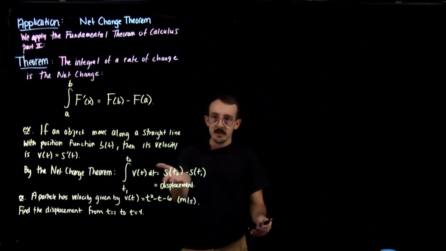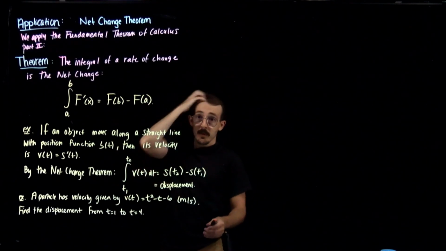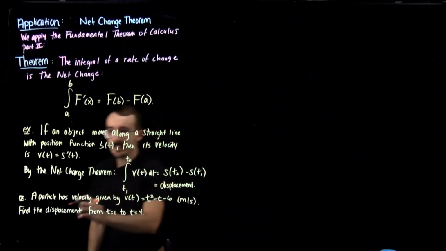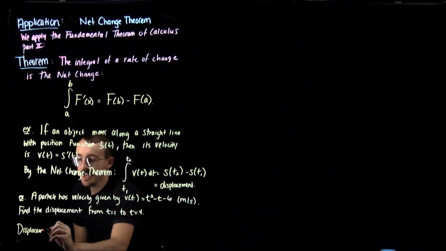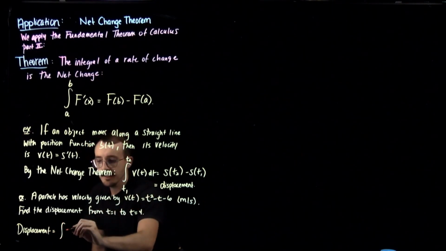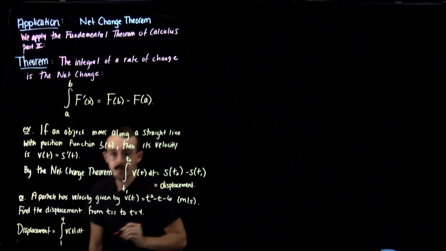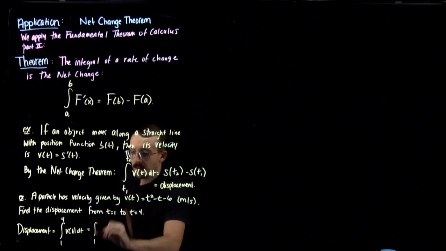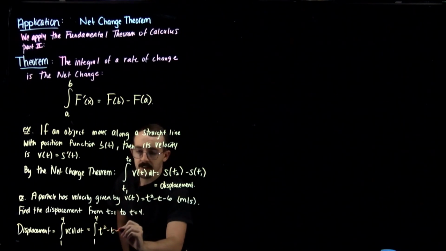So let's use what we just went over here to solve this problem. So what I'm going to do is I'm going to find the displacement using this formula. So my displacement, or the change in position, is equal to the integral of the velocity function. And this is going to be from 1 to 4, because that's what the problem specifies. And now I can go ahead and plug in what my velocity is. So the velocity function is t squared minus t minus 6.